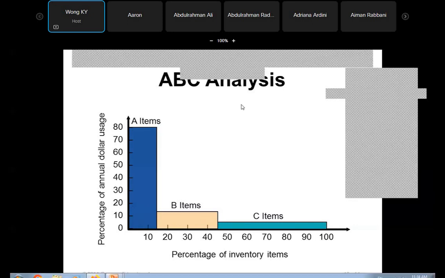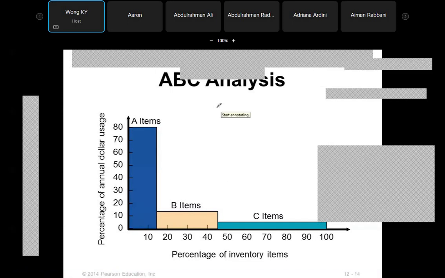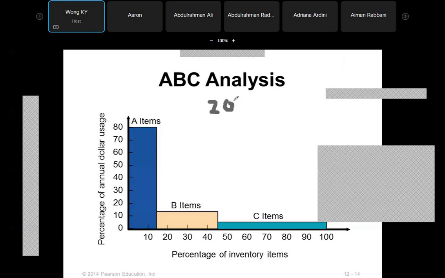Correct? Pareto chart. So what does Pareto chart say? Pareto chart is based on this 20-80% concept, right? If you remember the Pareto chart that you learned in quality, it says that 20% of the items or 20% of the problems is worth 80% of the values, right? That is the Pareto principle, the 20%, 80% rule. 20% of the quality problems, or 20% of the items, account for about 80% of the value.